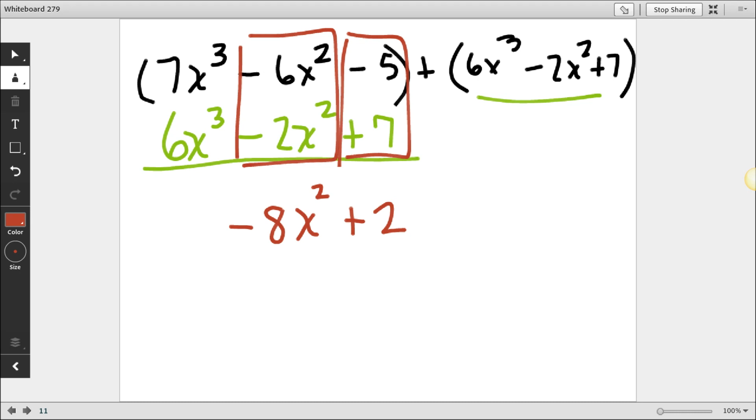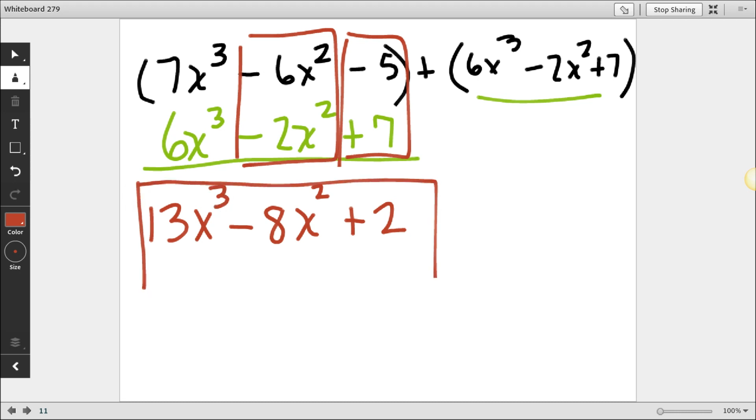And the last one, I've got 7x cubed plus 6x cubed. Same sort of deal. 6 plus 7 is 13. And then I don't change the exponent for the value, and then there you go. That is the final answer. So just line these things up and combine the terms. As easy as that.